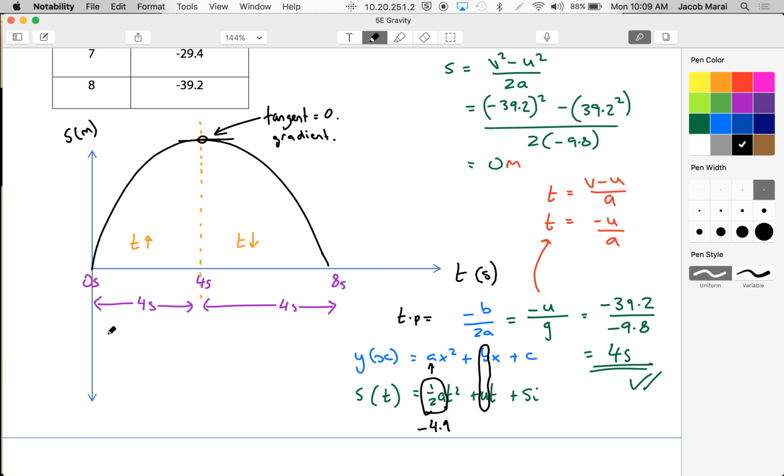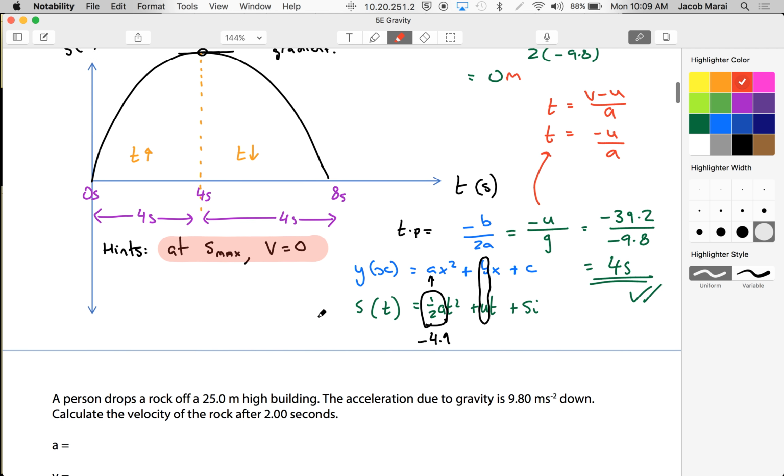So, there's a few little hints that I want you to have in your back pocket to help you when you're solving some of these questions. The hints are, at s maximum, that's at your maximum displacement, your velocity is 0. And that was the example when I threw my pen up in the air, I knew that at its highest point it was stationary.